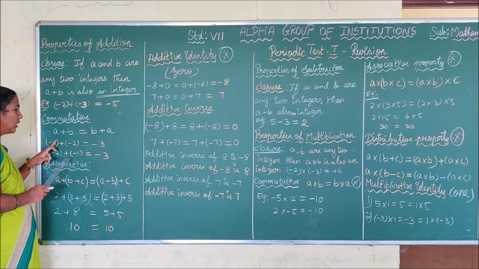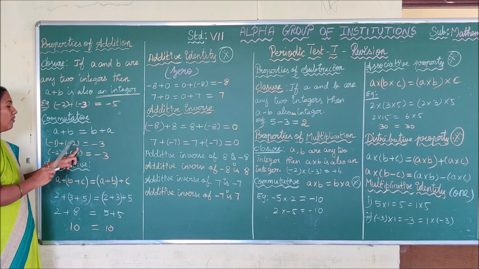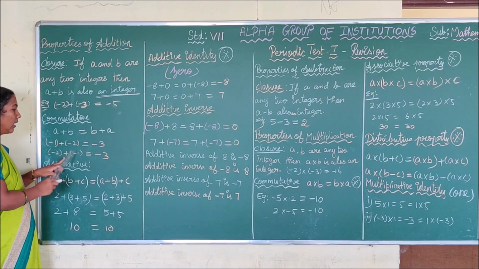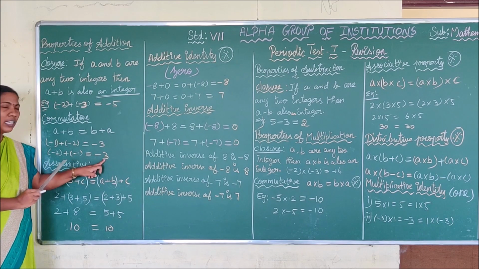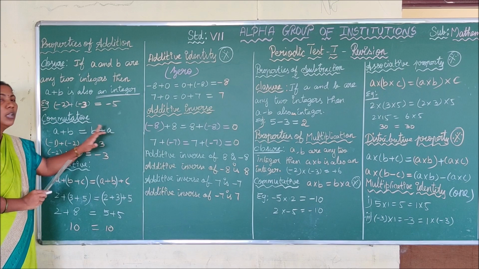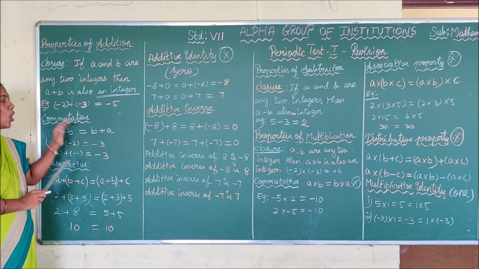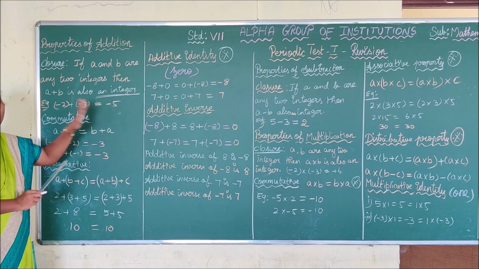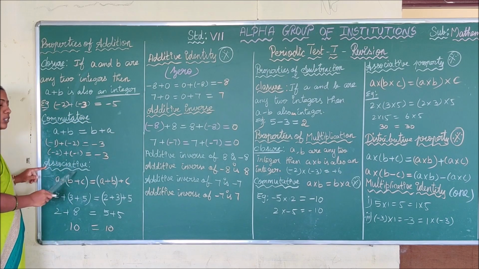See the example, minus 1 plus minus 2. The given integers are of the same sign. By rule 1 you are going to add the integers. Your answer is 3 and the sum gets the common sign, minus 3. See here, now I have changed the numbers: minus 2 and then minus 1. Here also we get the answer minus 3. Thus we can conclude from this example that a plus b is always equal to b plus a. So we can say commutative property for addition holds good for integers. Okay, next see associative property.